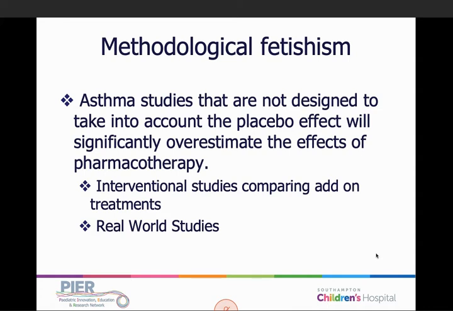But what you tend to find in real world studies is that all drugs are equal. Everything seems to work. And you don't see differences, for example, between the leukotriene receptor antagonists and the use of long-acting beta agonists, the opposite to what you see in randomized controlled trials. The reason being is that these studies, again, do not have the placebo arm for comparison.